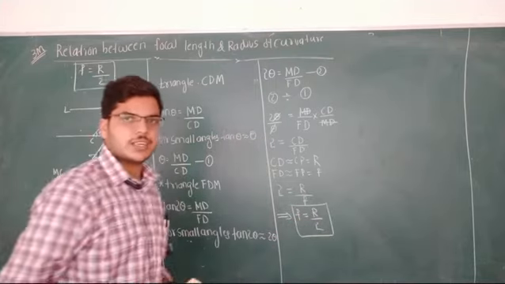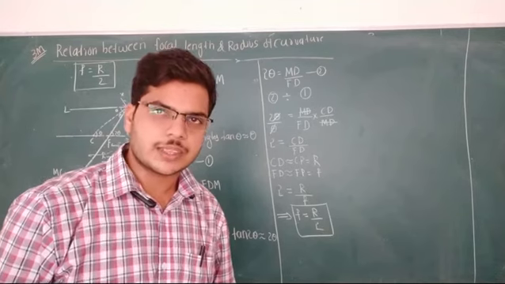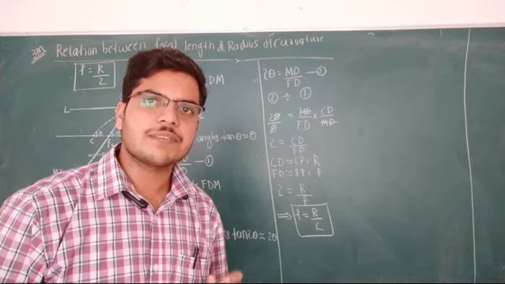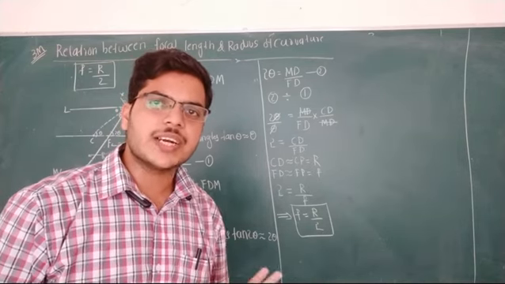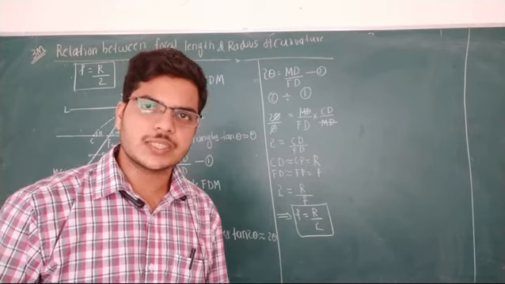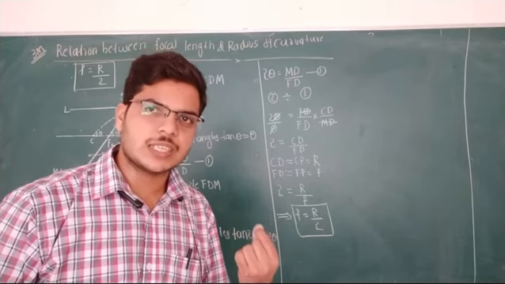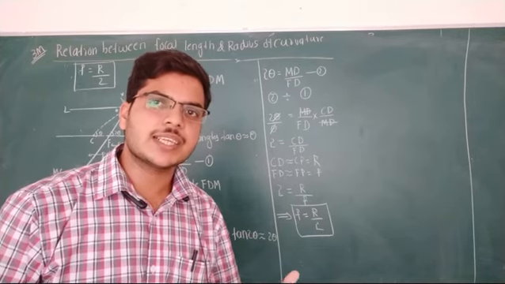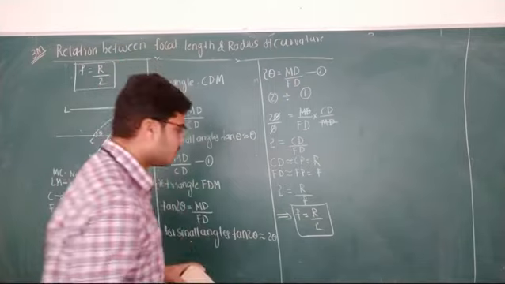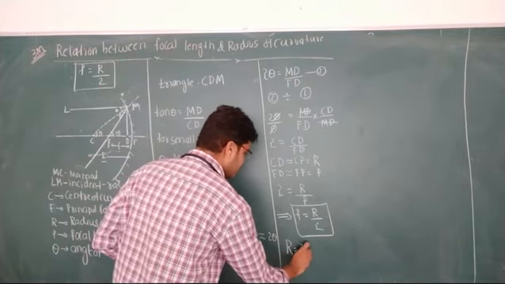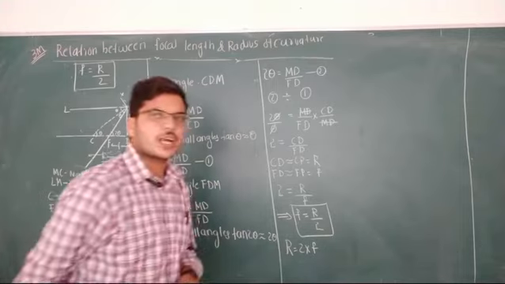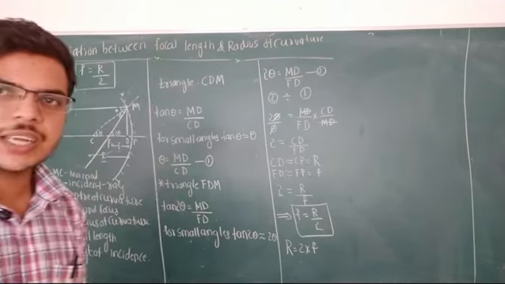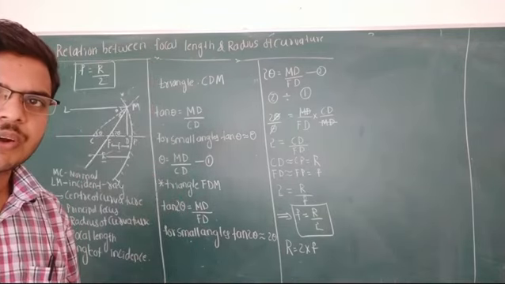This is the relation. That is, the focal length in the case of a concave mirror or convex mirror is half of the radius of curvature. If radius of curvature is equal to 40 centimeter, then focal length is 20 centimeter. If focal length is 10 centimeter, then radius of curvature is 20 centimeter. Or we can write radius of curvature is equal to 2 times the focal length in the case of a spherical mirror. Okay, this is a very important derivation from the exam point of view.